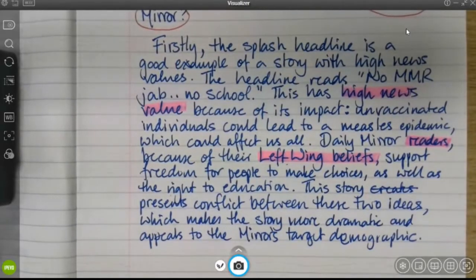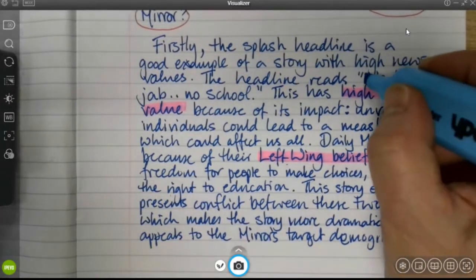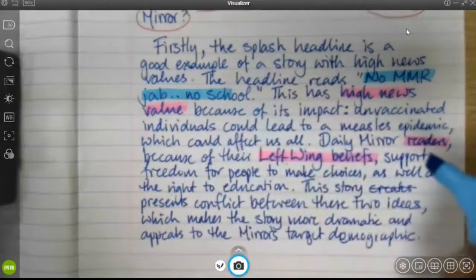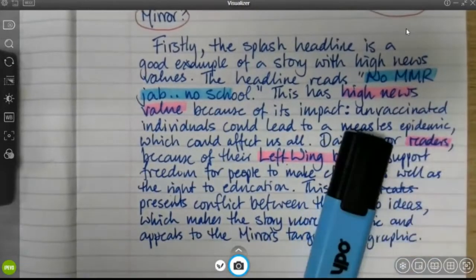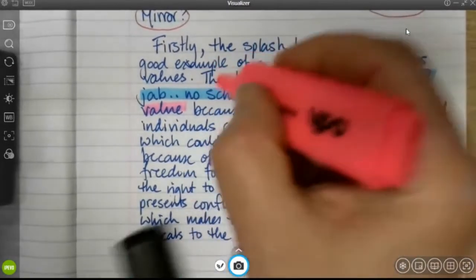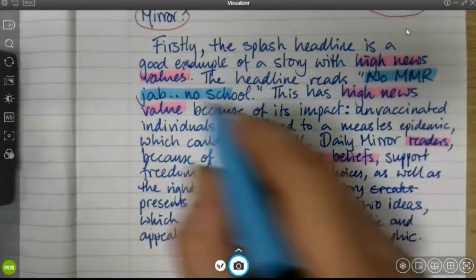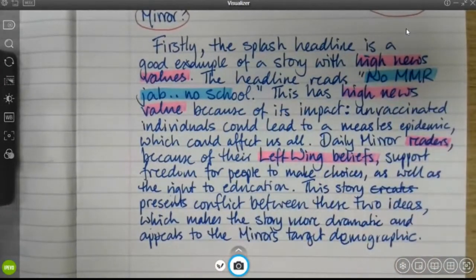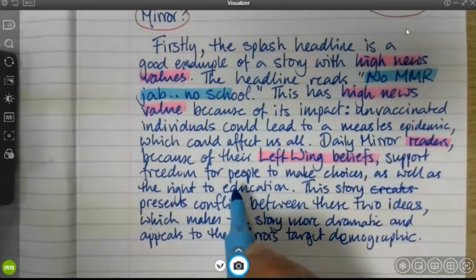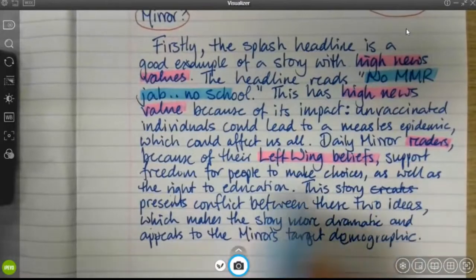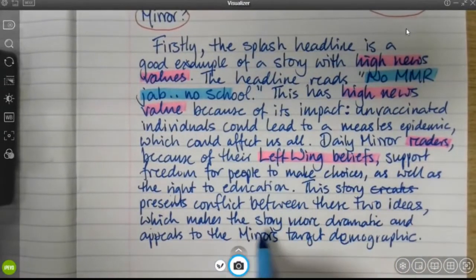The second thing that we're looking for is reference to the text. So we've got the no MMR jab no school headline here. Oh, sorry, I've just noticed another bit of theory. We're talking about high news values. There we go. So, no MMR jab no school, we're talking about the headline. Daily Mirror readers, because of their left-wing beliefs, support people who make choices as well as the right to education, presents conflict between these two ideas, which makes the story more dramatic and appeals to the Mirror's target demographic.